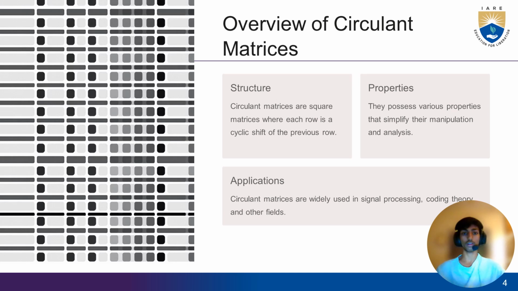Overview of circulant matrices: the structure, the properties, and the applications. These three are the main keys. The structure: circulant matrices are square matrices where each row is a circular shift of the previous row. The properties: they possess various properties that simplify their manipulation and analysis. Applications: circulant matrices are widely used in signal processing, coding theory, and other fields.